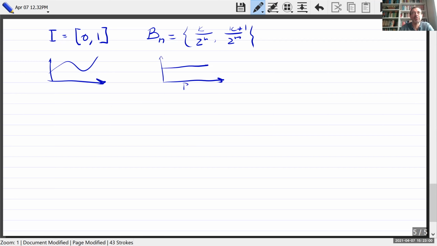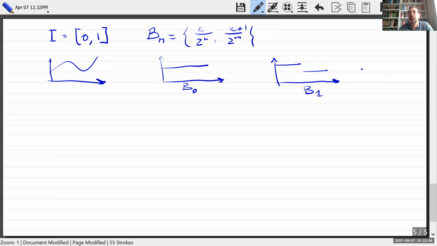So that's B naught. Now, if we take the conditional expectation with respect to the sigma algebra B1, so B1 consists just of two halves of our interval. And therefore, here we will have an approximation of our function by the step function of order 1. So there is one value taking on the first half of the interval, another value taking on the other half of the interval. So that's the conditional expectation with respect to the sigma algebra B1.